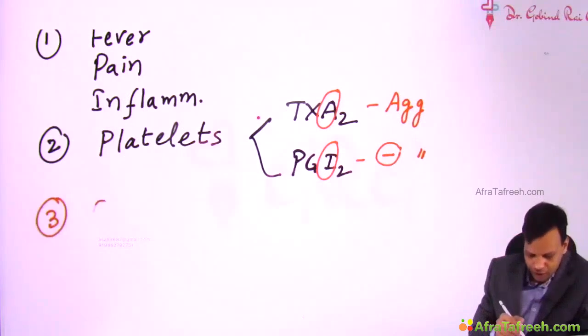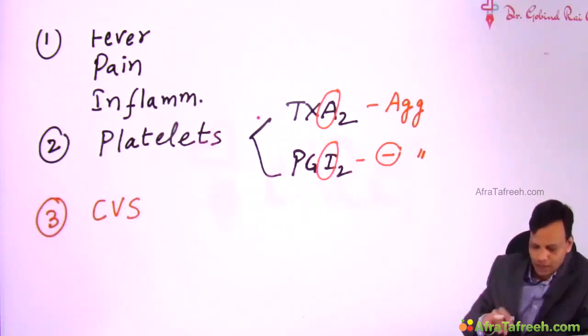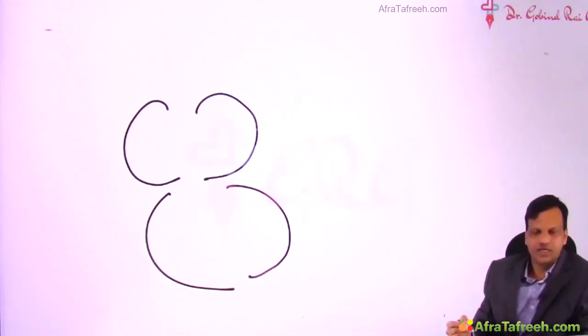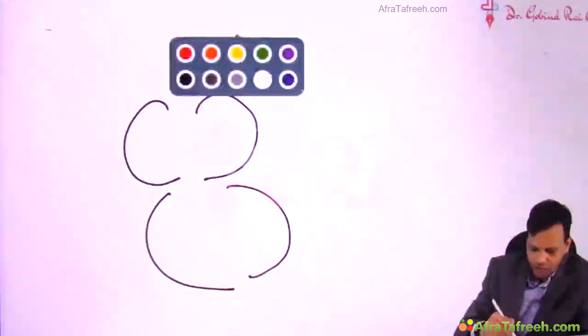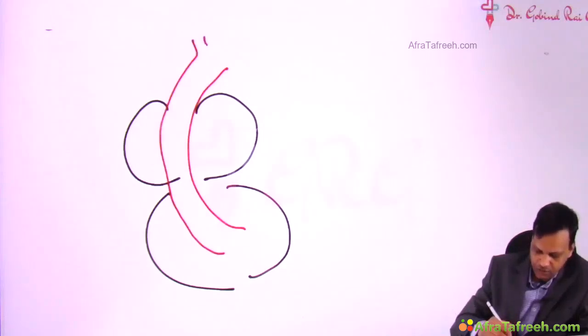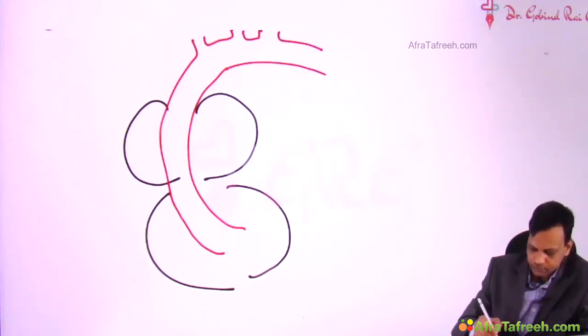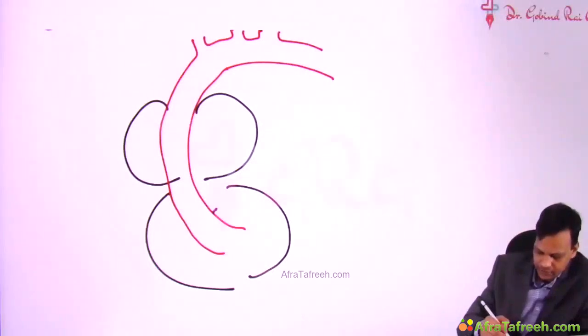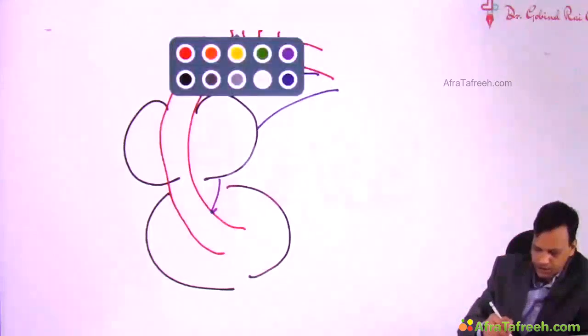Then the effect on the cardiovascular system. First of all, the heart. We have 4 chambers of the heart. Aorta originates from the left ventricle and supplies blood all over the body. Pulmonary trunk originates from the right ventricle and supplies blood mainly to the lungs.